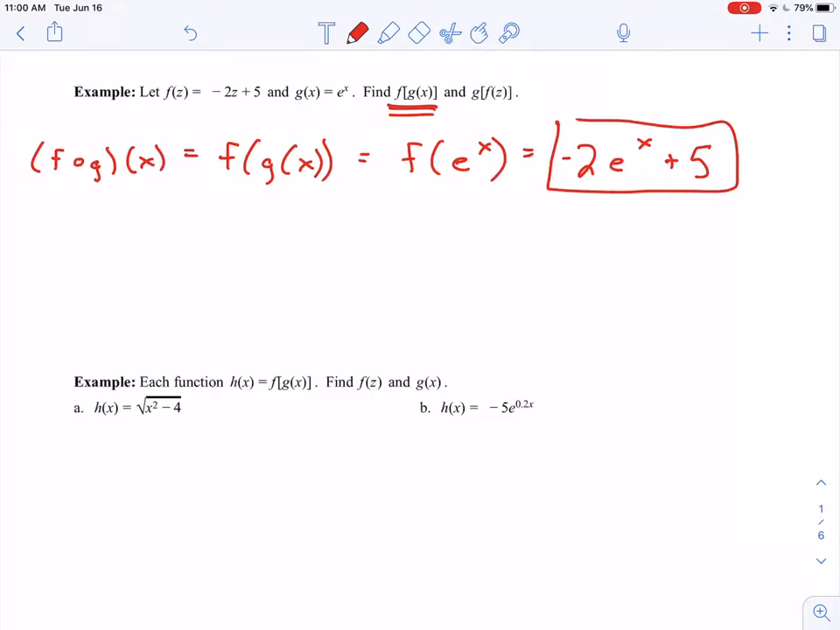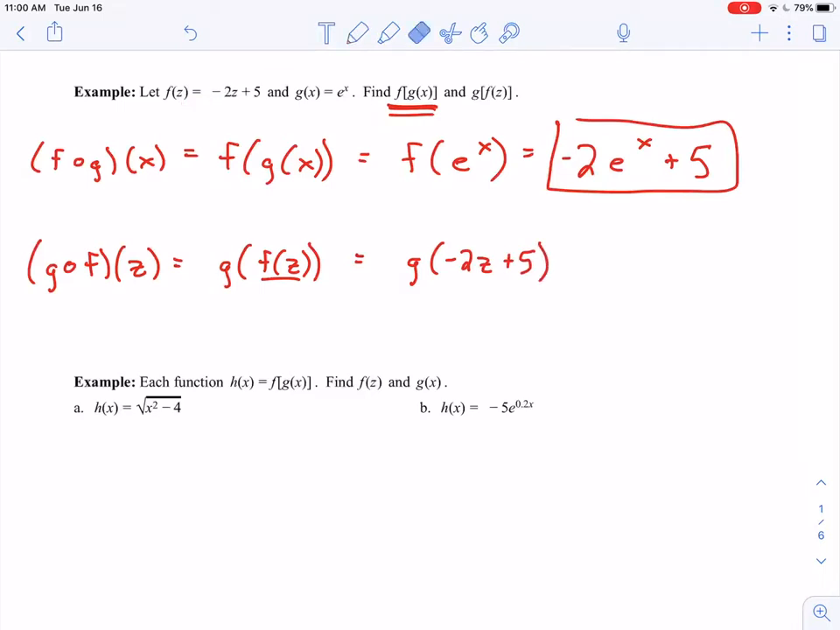So when I look at g composed with f of z here, we're talking about g of f of z. So I'm going to take f of z, and I'm going to plug that into my outside function, which is g of x. So, okay, what is f of z? F of z, that's -2z plus 5. So this says g of -2z plus 5.